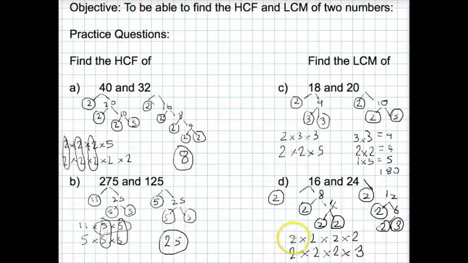Let's look again at the highest amount of the 2's, which is this one here. There's 4 of them. So I've got 2 times 2 is 4, times 2 is 8, times 2 is 16. And then I've got to include all the numbers. I've got the 3 here, there's only one of them. So I've got 1 lot of 3. I multiply these two together, which will give me my answer of 48. My final answer there, my lowest common multiple is 48.